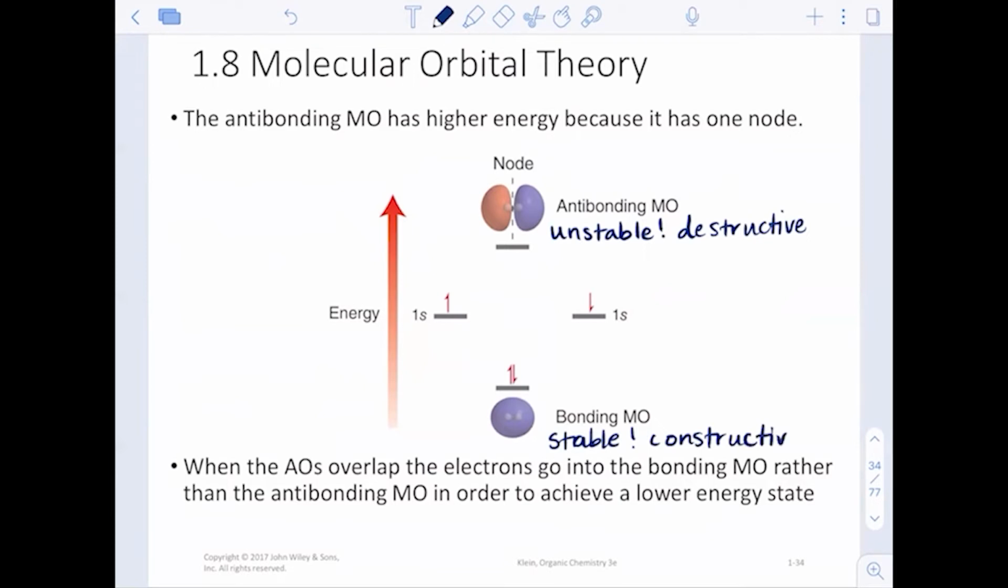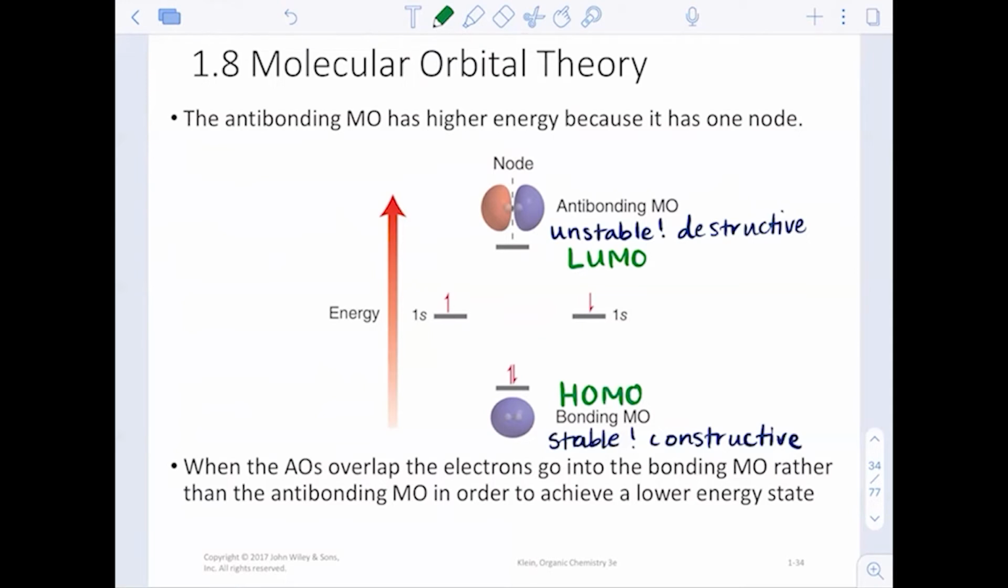Now, there's a couple other things that we're going to talk about later on that I just want to make sure that we present. The lowest unoccupied molecular orbital, or the LUMO, is this one right up here. This is unoccupied. There's no electrons in it, and it's the lowest unoccupied molecular orbital. The highest occupied molecular orbital is the one right below it, right?